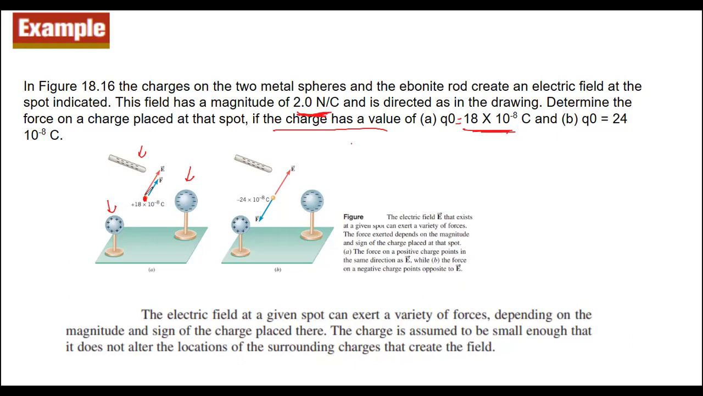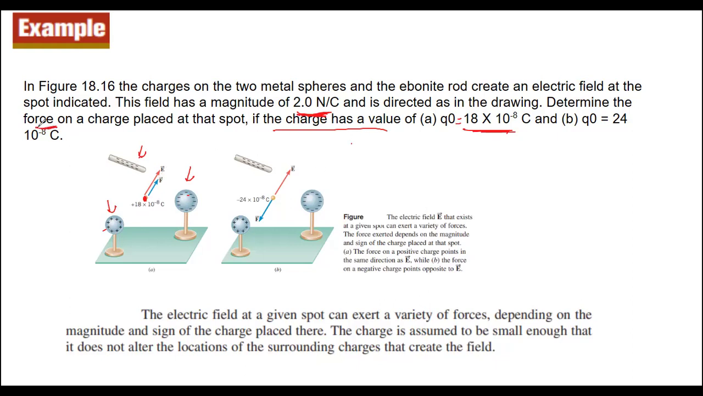The charge is assumed to be small enough that it does not alter the locations of surrounding charges that create the field. So we say point charge because it's so minute, it doesn't interfere with the surrounding charges that are creating the field. These three things. Now, how do we find the first part?